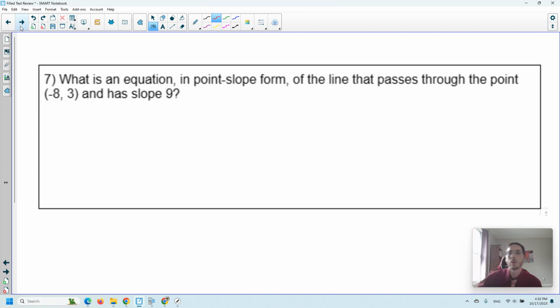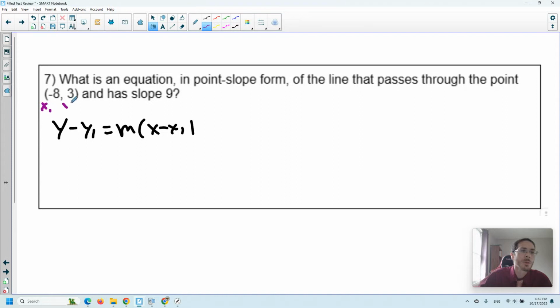All right. Number 7, what's the equation, again in point slope form, of a line that passes through the point and has a slope of 9? So this one's pretty quick because it's y minus y1 equals m times x minus x1. And just like last time, they gave us x1 and y1. But this time they were even nicer. They told us the slope. They told us that m is 9. So we're kind of already done.